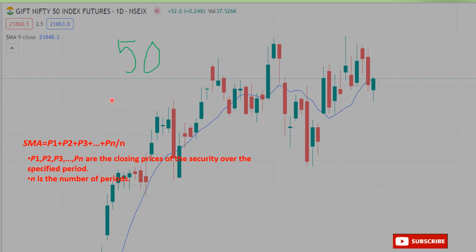Here, we have to give first priority to the closing prices. So SMA is equal to P1 plus P2 and so on up to Pn, divided by n, the number of days. By using this principle, we can get the simple moving average indicator. By the simple moving average, we can identify the trend. Some more are there, next the exponential moving average.